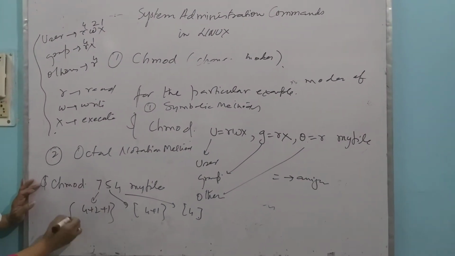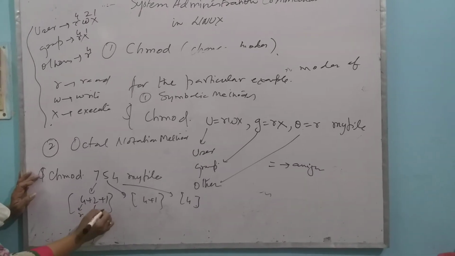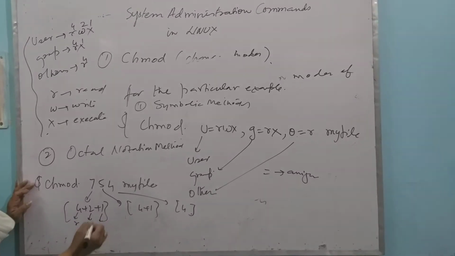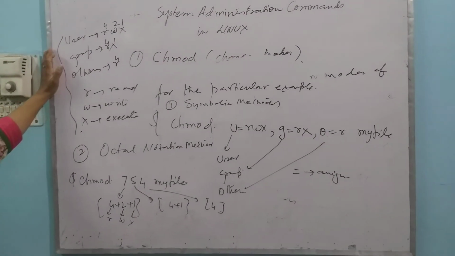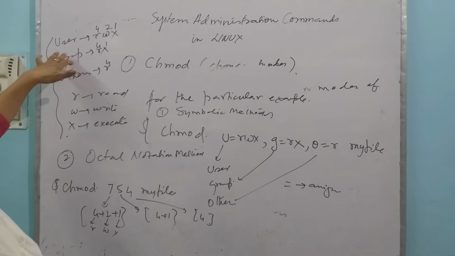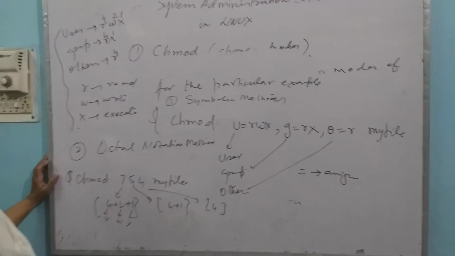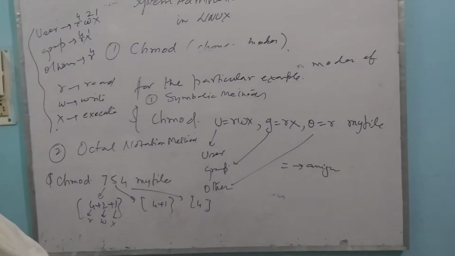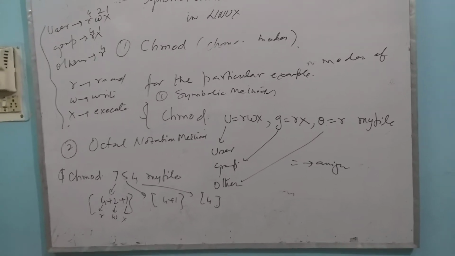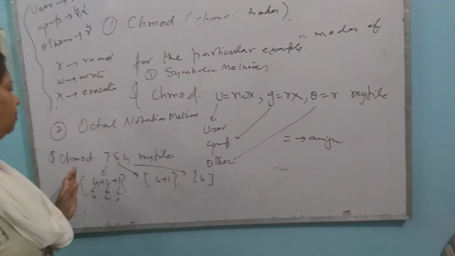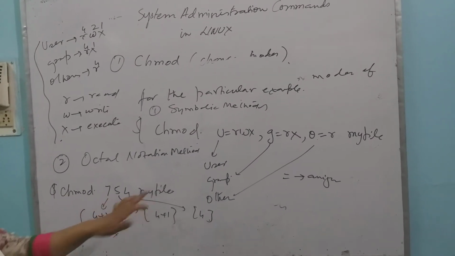This 7 means 4, 2, 1. 4 means read permission, 2 for write permission, and 1 for execute permission. As in our example, we want the permissions read, write, execute for the user, and read, execute for the group members, and read for the others. Now by the octal notation method, we may use the command like this, $chmod 754 my file.